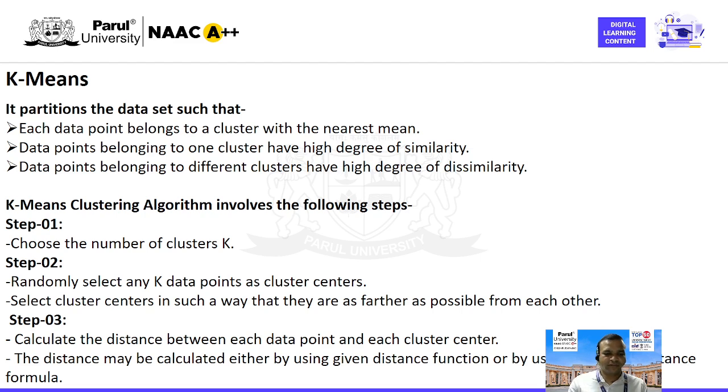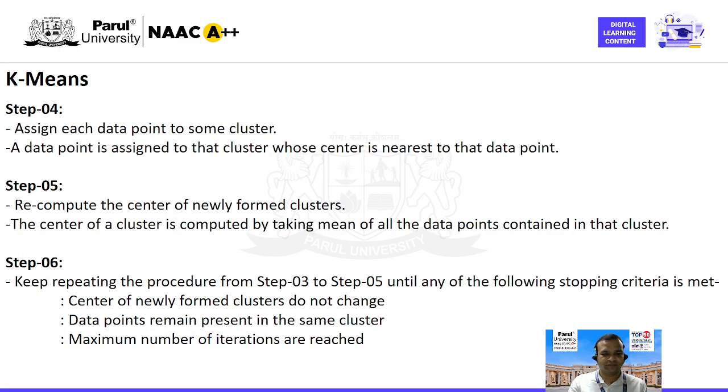Step number three: calculate the distance between each data point and each cluster center. The distance may be calculated either by using a given distance function or by the Euclidean distance formula. Step number four: assign each data point to some cluster, and a data point is assigned to that cluster whose center is nearest to that data point. Step number five: recompute the center of the newly formed cluster. The center of a cluster is computed by taking the mean of all data points contained in that cluster.